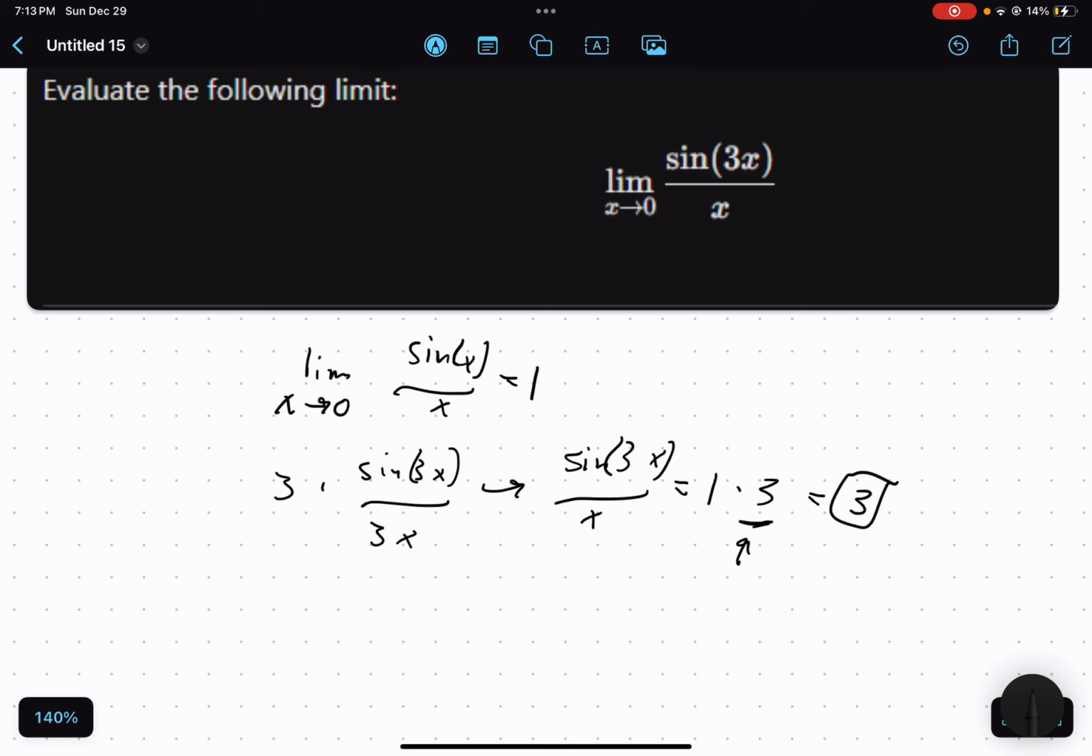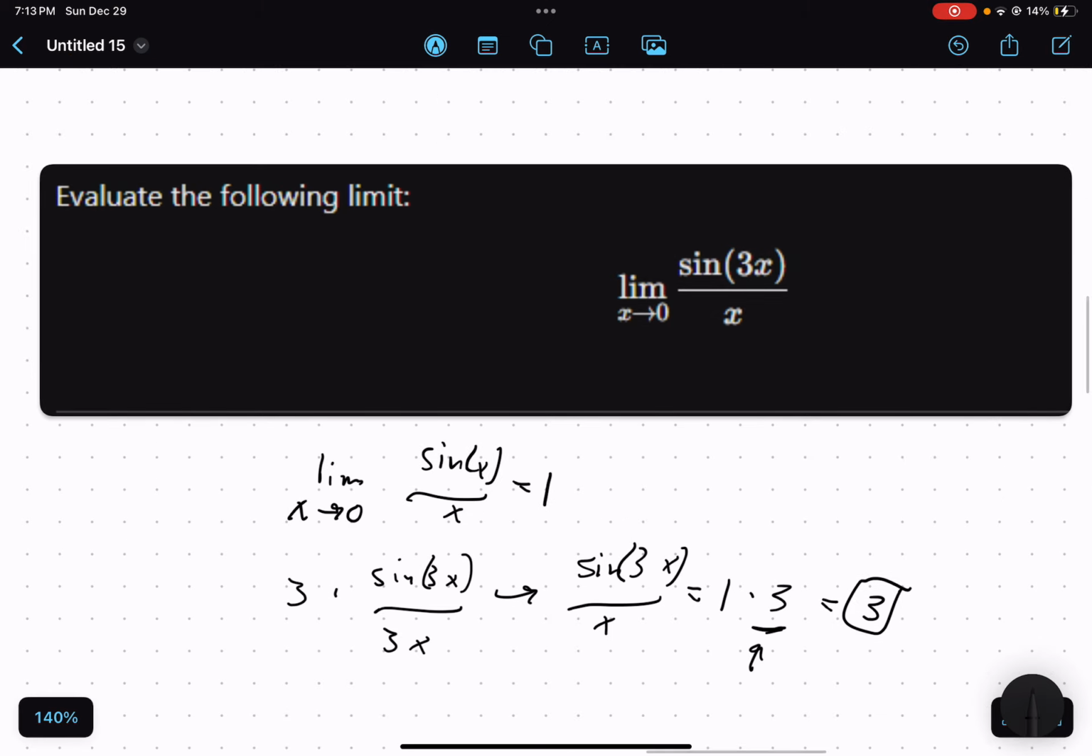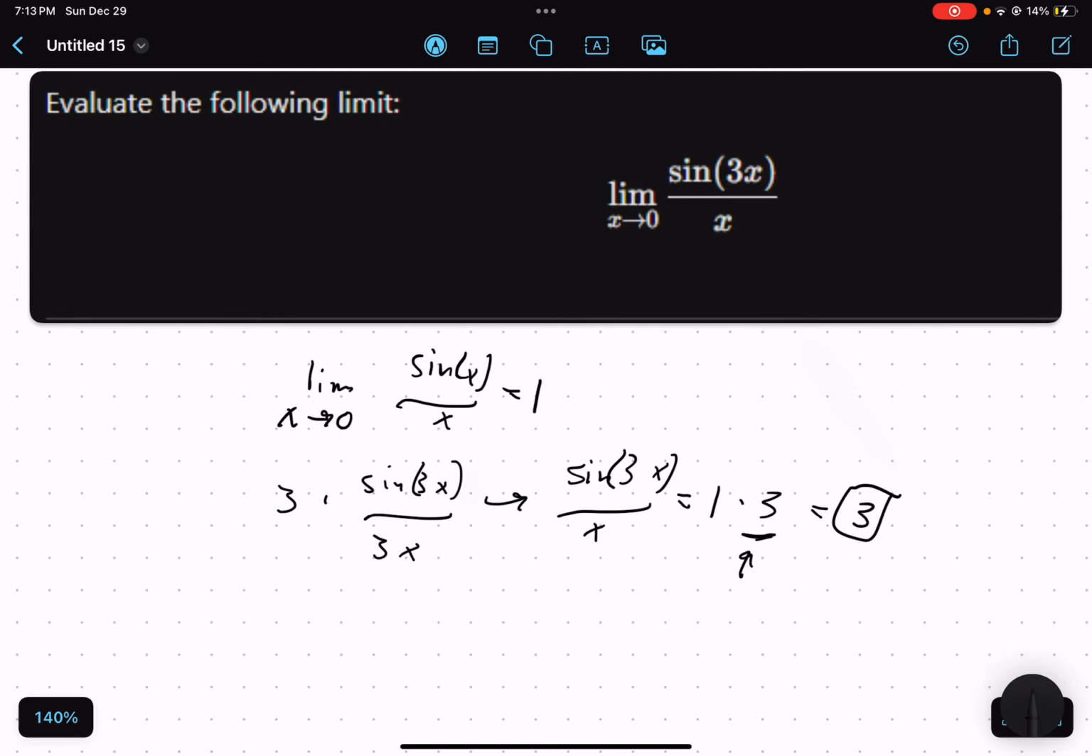And so if you're wondering, oh wait, this seems too easy, like the answer was literally given in the numerator. It is, because if you rewrote the same equation, but instead of sine 3x, you had sine 4x over x, the answer would be 4. So that's how you do it.